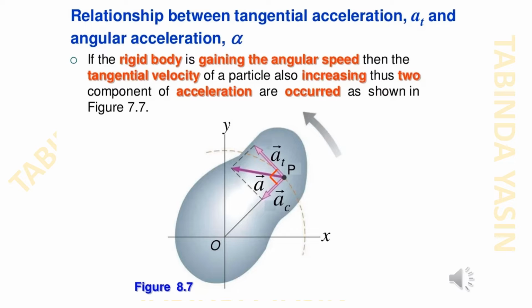And if we add these tangential and centripetal accelerations by the head to tail rule, it gives the resultant acceleration, that is a, in the xy coordinates. So we can find the magnitude of the resultant of the sum of the tangential and centripetal acceleration.